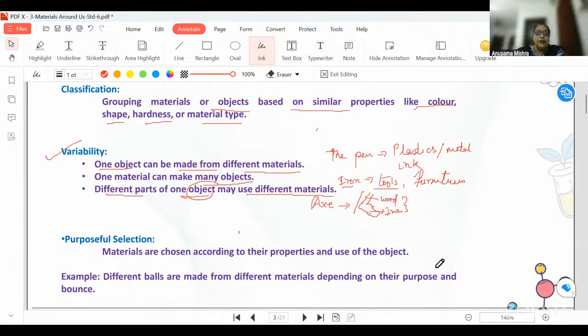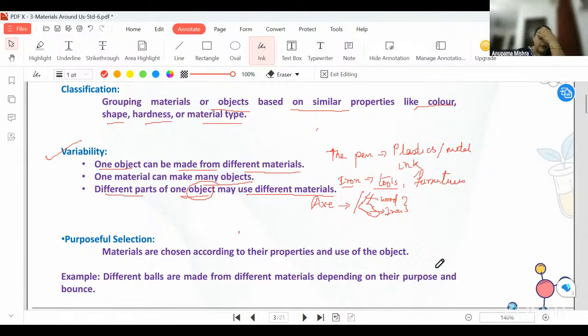Now the next one is purpose of selection. When we choose any material, we choose according to its properties and the use of the object. Suppose different balls are made from different materials depending on their purpose and bounce. A cricket ball is different, a tennis ball is different. The ball which small babies play with is also different. The ball we hold like this and use for aqua exercise is also different.